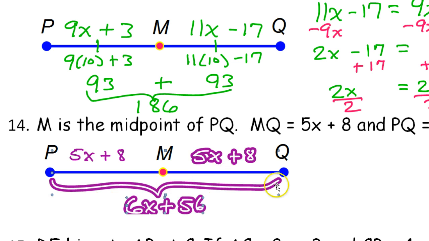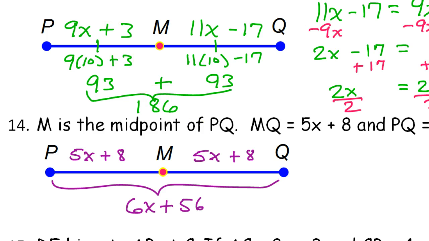Oh, I see the problem. Alright, I'm just going to have to stick with this one color. So if I put these together, I've got 5x plus 5x, that is 10x. And then 8 plus 8 is 16, so that's 10x plus 16.